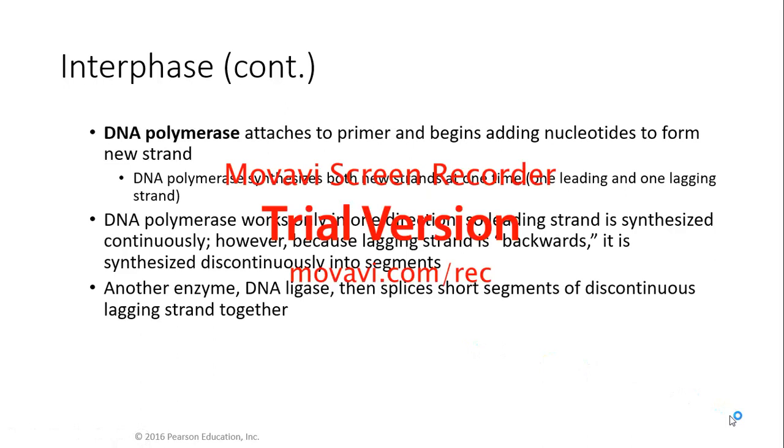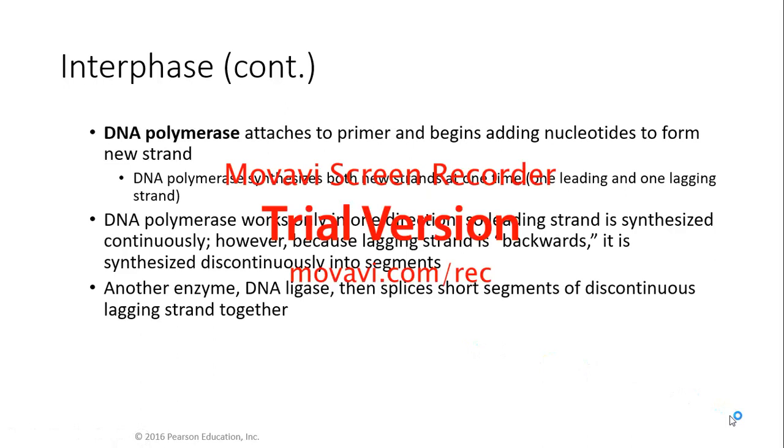you have this replication fork, okay? And so your two strands of DNA are separated, all right? And DNA polymerase cannot initiate DNA replication. It needs an RNA primer, okay? So you're going to have first an RNA primer put in place, and then DNA polymerase attaches to the RNA primer, which is just a few bases of RNA, and then it elongates the chain after that, okay?